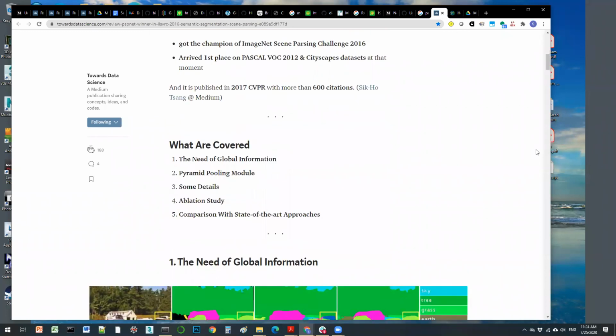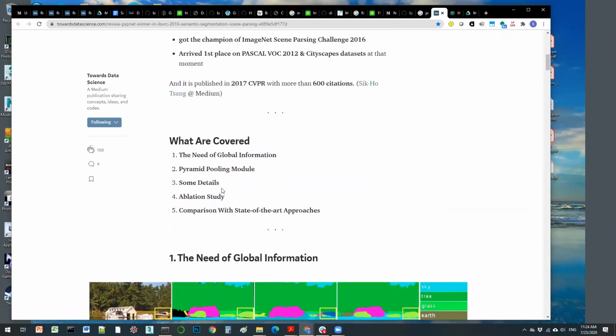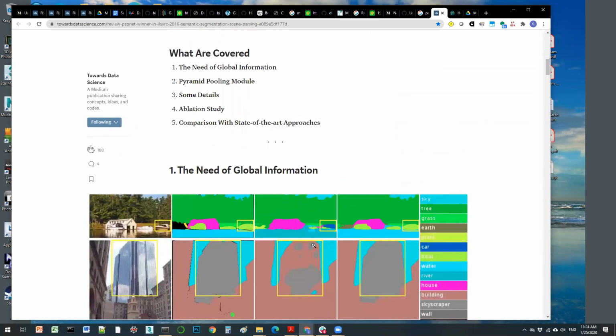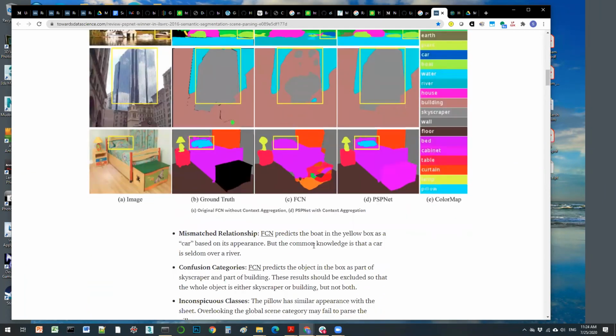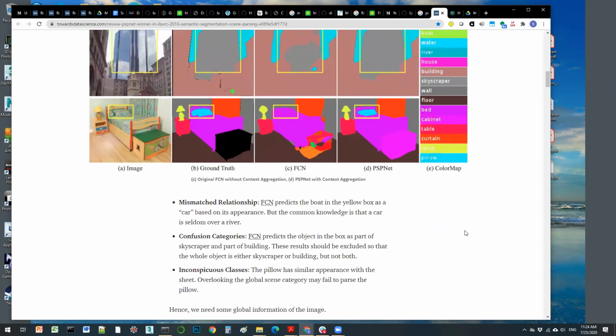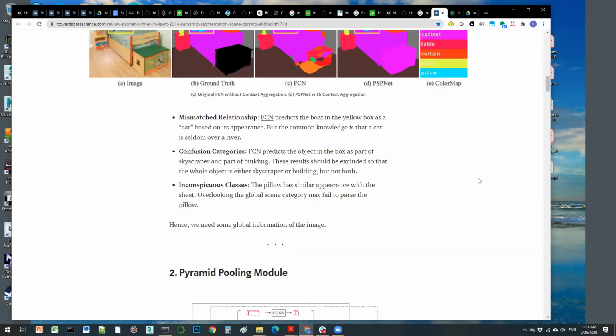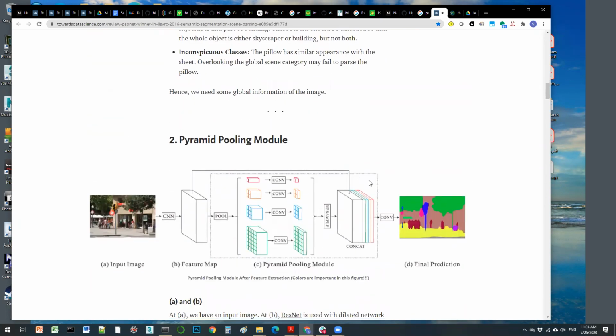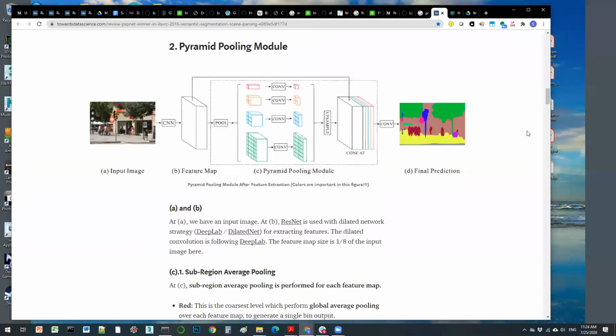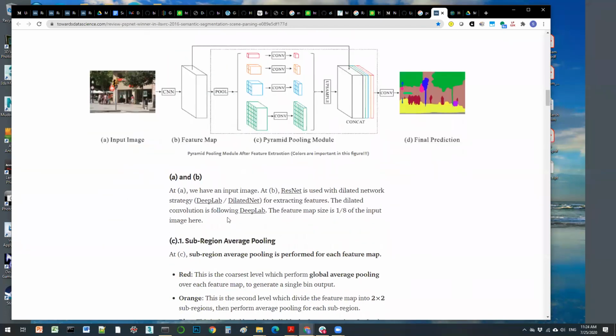And so, need for global information, pyramid pooling, detailed ablation, and so on. So the need, we have already kind of seen that. Just to your point here, he talks about what is an FCN, a fully convolutional network, what that comparison is, and the issues which motivate the PSPNet, the pyramid pooling. And this is where he talks about the dilation.